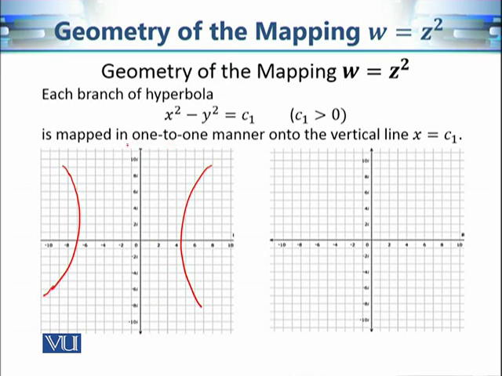Now what is our claim? Our claim is that these two branches of the hyperbola are mapped in a one-to-one and onto manner onto this vertical line x = c1. So this is our claim. Now let's see how to prove this claim.